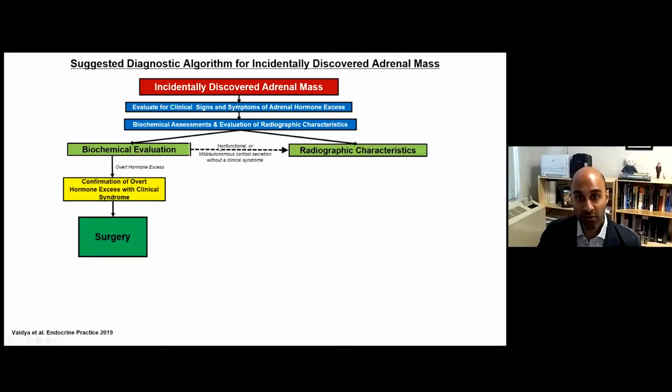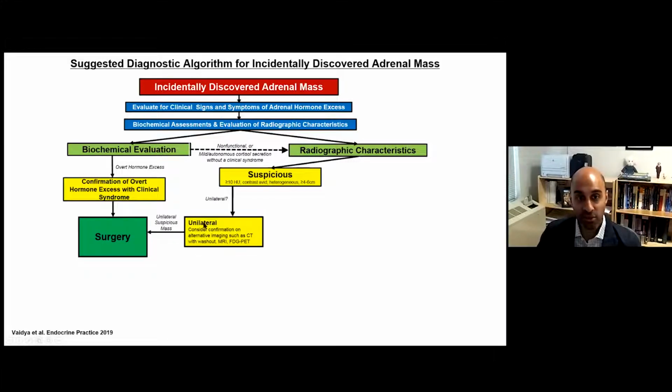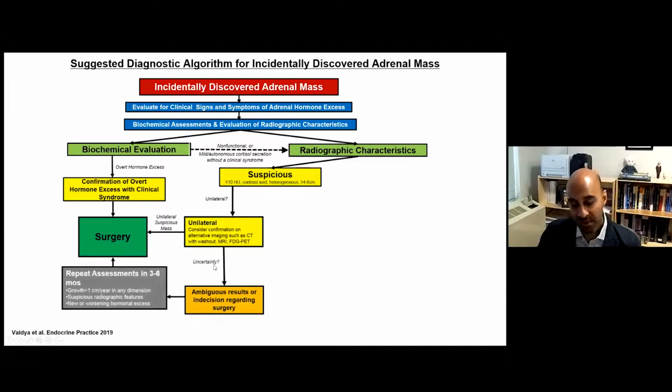If it's a non-functional mass or one that has mild cortisol excess without a clinical syndrome of Cushing's, like we just talked about, first look at the radiographic characteristics. If they're suspicious, they don't look lipid-rich, they don't look reassuring in other ways, meaning you're concerned for a malignancy, and it's unilateral, you're almost definitely going to pursue surgery. And if you're not sure, sometimes that happens, you're either going to pursue surgery to find out, or you'll follow up very closely, and any change that makes your concerns worse or doesn't reassure you will probably be addressed with surgery.